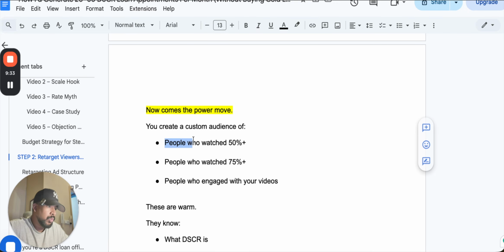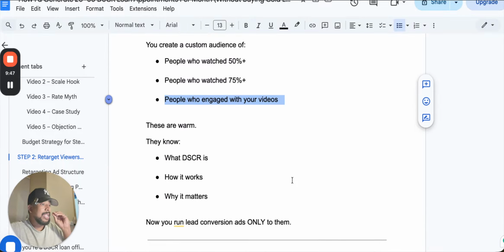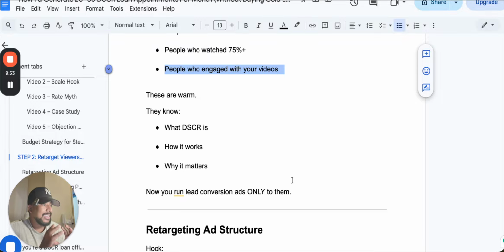People who have at least watched 50% of the video, people who have watched 70% of the video, and people who have engaged with the videos: comments, likes, shares, reposts, those things. These are the warm audience. They know exactly what DSCR is, how it works, and why it matters. Now we are running the lead conversion ad campaign to convert these people into actual leads and fill the opt-in form or lead form, depending on the campaign you launch.